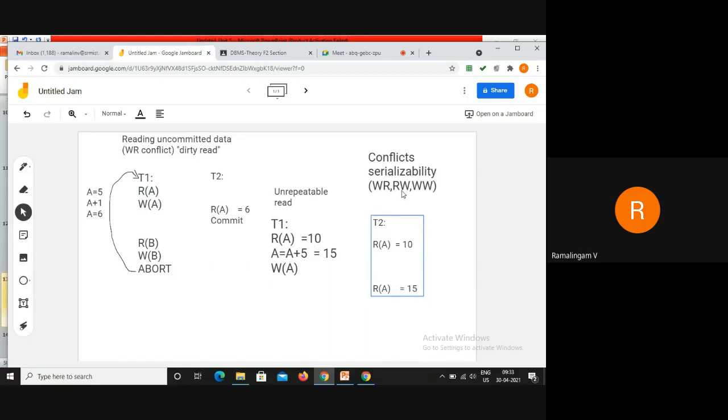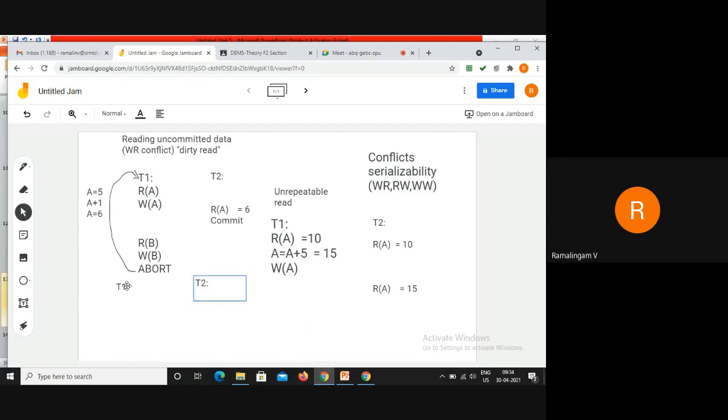The third type is lost update, in the sense write-write conflict. So how does the write-write conflict happen? I'll show you here. Write-write conflict. This is T1 and this one is T2.